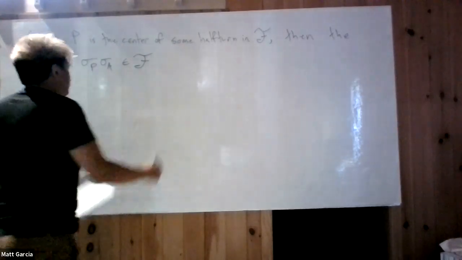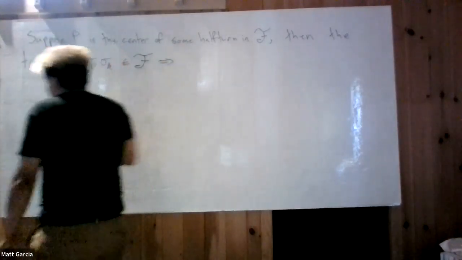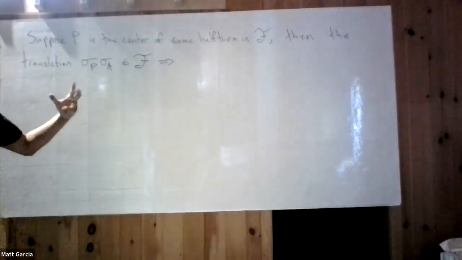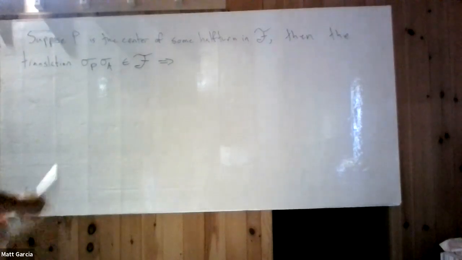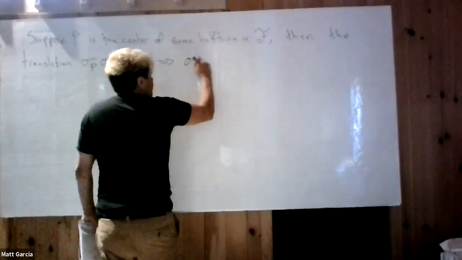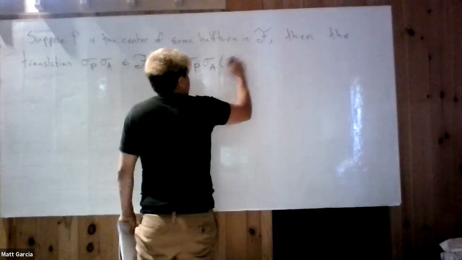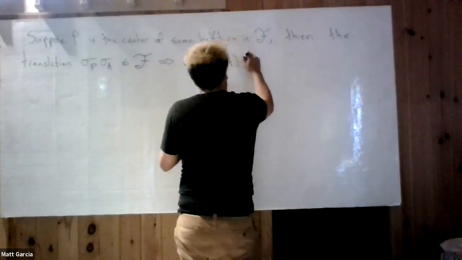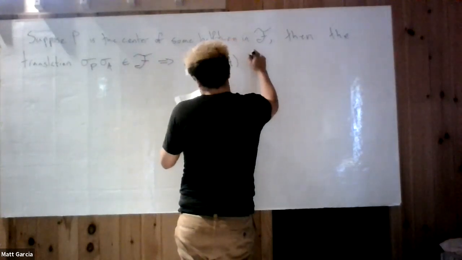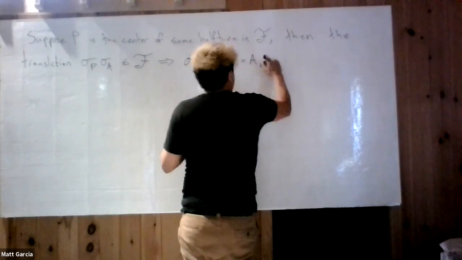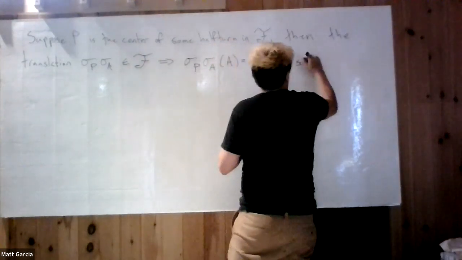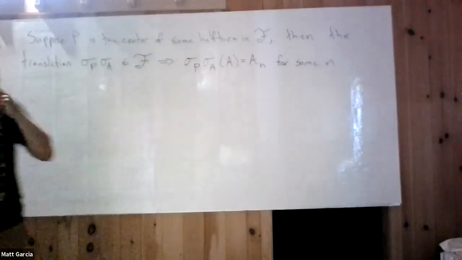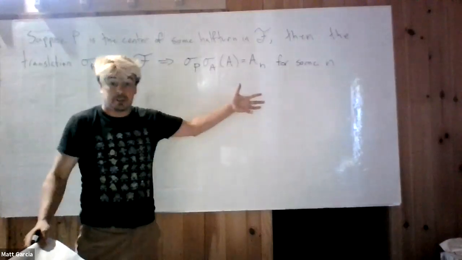If you multiply any two half turns together, you get a translation. So we know by the definition of a Frieze group that the translations are an infinite cyclic group, meaning that sigma P, sigma A of A is equal to A_N for some N. This is just by the notation that we constructed before.